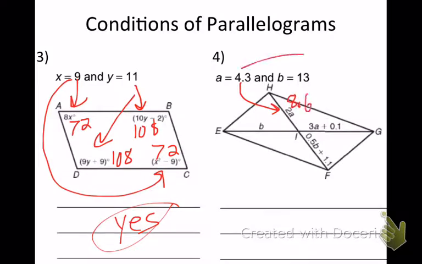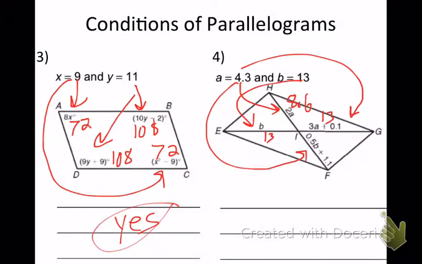8.6. Then I take 4.3 and I plug it in down here. What's IG going to be, Becca? Then I take 13 and I plug it in. What's EI going to be, Becca? Then I take 4.3 and I plug it in down here. What's IF going to be, Becca?